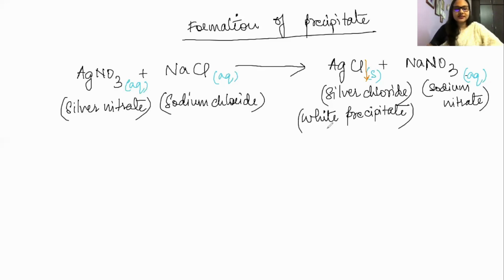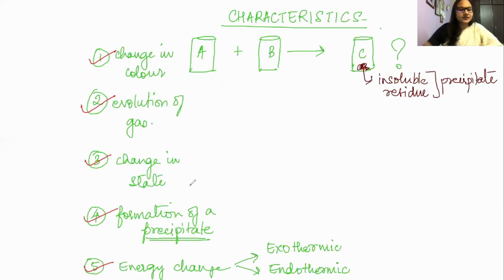It's not necessary that all precipitates have the same color, white. Different precipitates, depending on what metal ion is present in that precipitate, the color might vary. Okay, I hope this was clear. So when you're carrying out a reaction and you notice that there is something solid forming at the end of the reaction in your beaker, that suggests that there is a formation of precipitate. And that was your fourth characteristic out of the ones that we have seen.